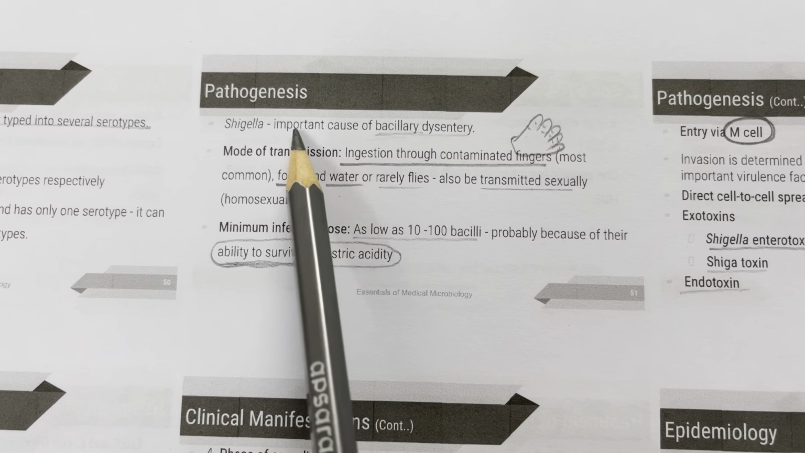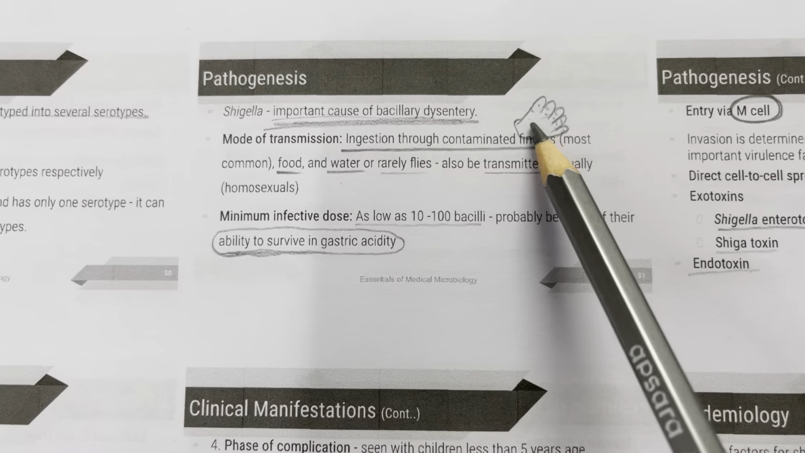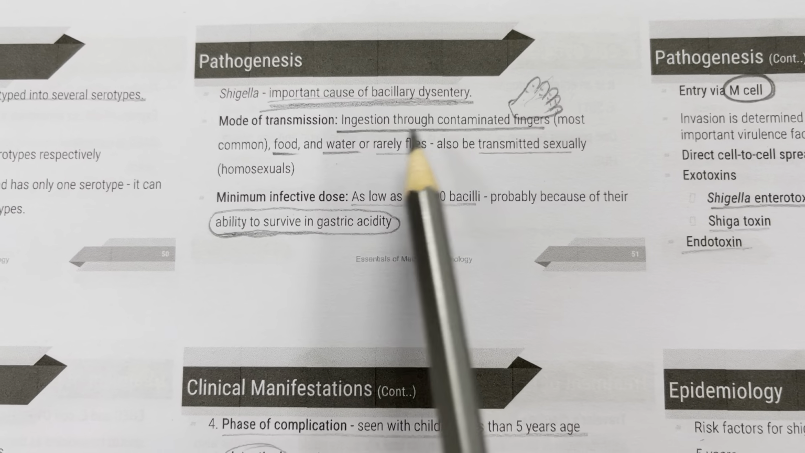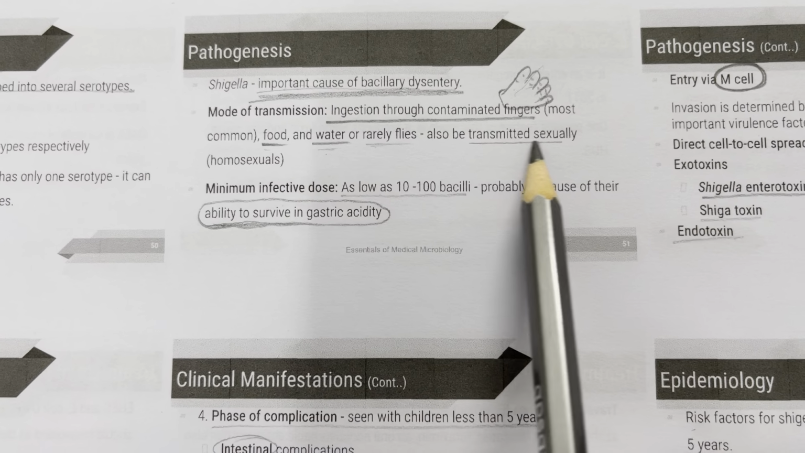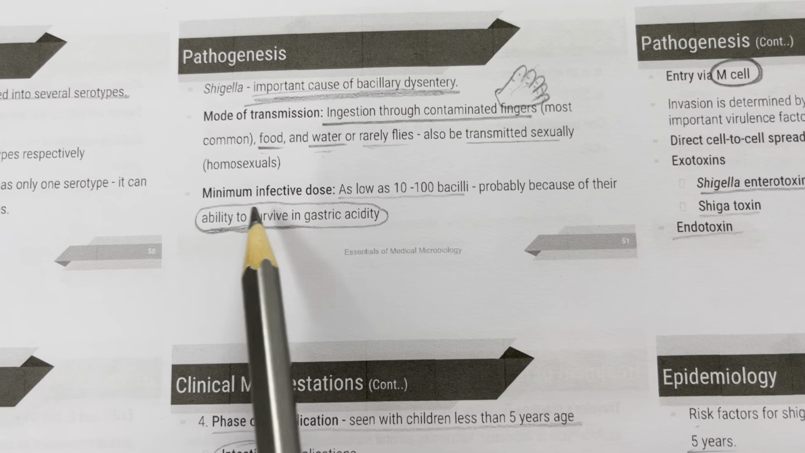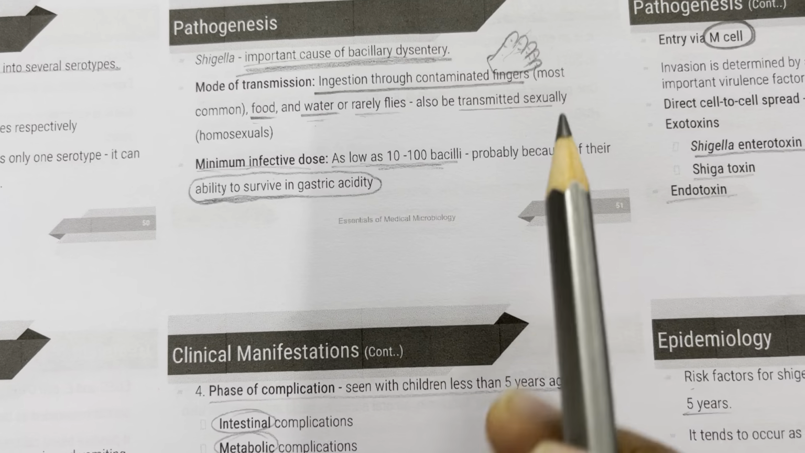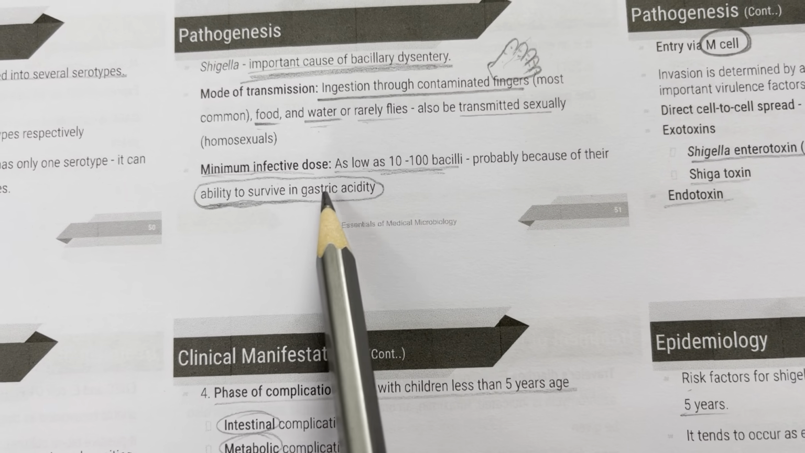Pathogenesis: Shigella is the most important cause of bacillary dysentery. Mode of transmission is by contaminated fingers, most common, food, water, rarely flies, and also rarely by sexual contact in homosexuals. The minimum infective dose is very low, as low as 10 to 100 bacilli, probably because of their ability to survive in gastric acidity.